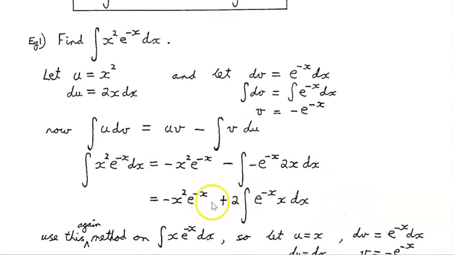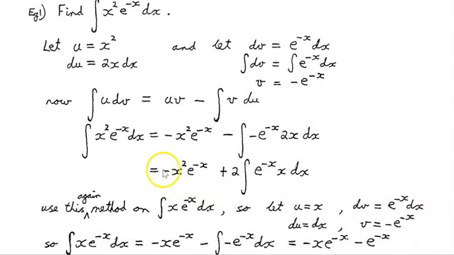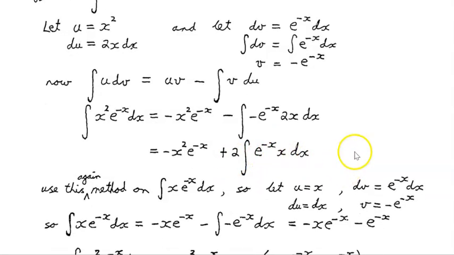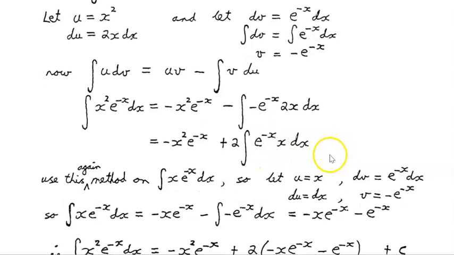Okay, let's go down a bit further, and here we're left with minus x squared e to the minus x plus 2 times e to the minus x times x dx. Okay, we've solved part of the problem, but we're still left with this bit here. Not sure what that could be, but that's all right. Just use this method again on the integral of x e to the minus x dx.